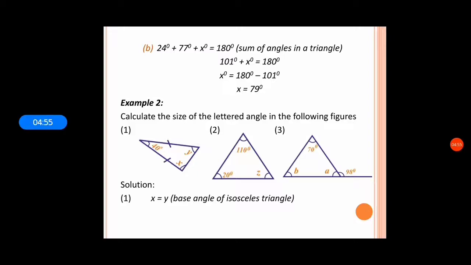Our x equals 79 degrees. So the three angles are 24 degrees, 77 degrees and 79 degrees.